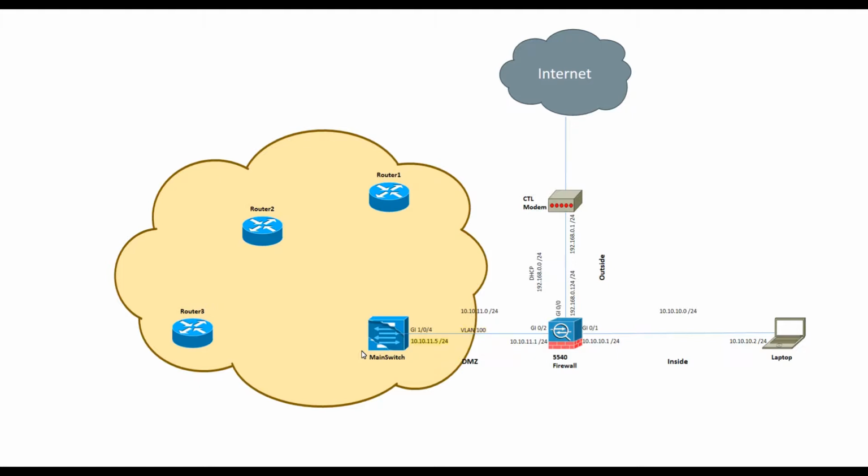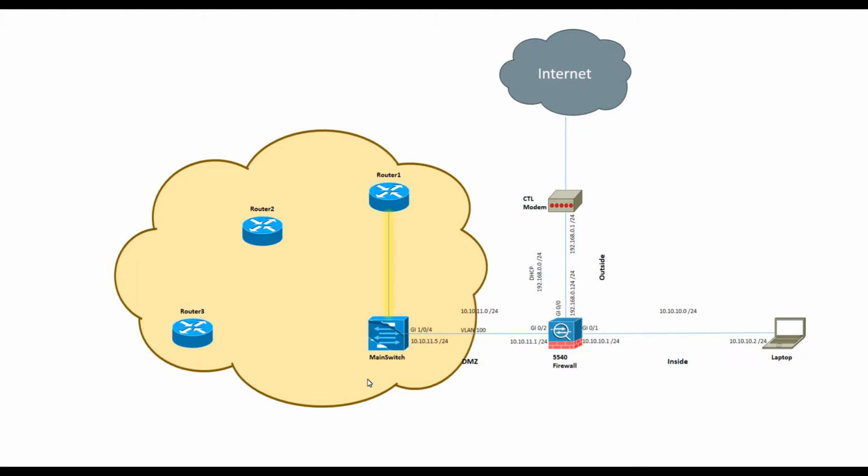Now, I want to keep the switch running at layer 2. The switch I'm using right now is a 3750 PoE, which is layer 3 capable, but I don't want to run routing on it. But I want an IP address so I can telnet into the switch. So in order to do that, I'm going to apply the IP address 10.10.11.5 onto interface VLAN 100. That way it stays at layer 2, but I can still telnet in there and it's not doing routing.